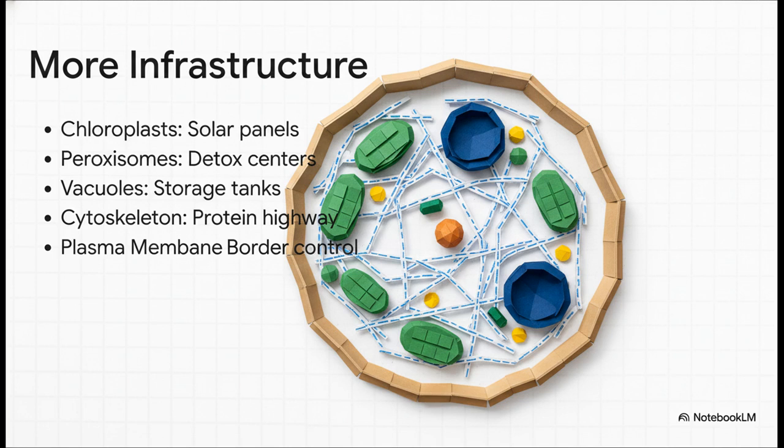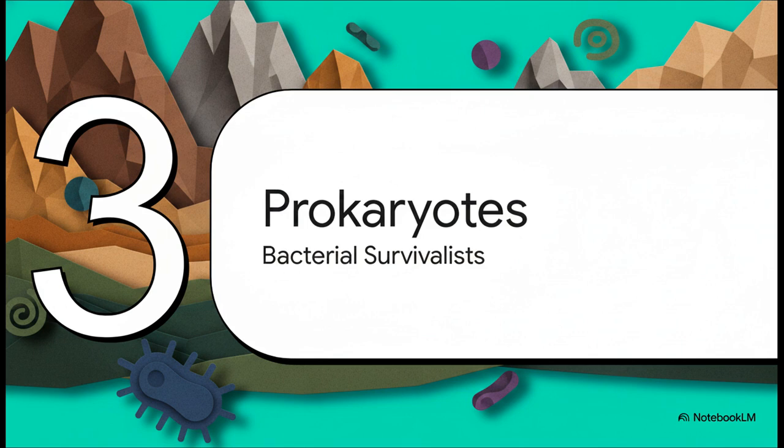Finally, guarding the entire metropolis is the plasma membrane. Think of it as the strict phospholipid border control that dictates exactly what is allowed in and out. It's this massive, intricate coordination that allows complex life forms, from towering trees to humans, to even exist in the first place. Let's step down the complexity ladder for Section 3, Prokaryotes. Bacterial survivalists, the rugged, simple, and ancient ones.